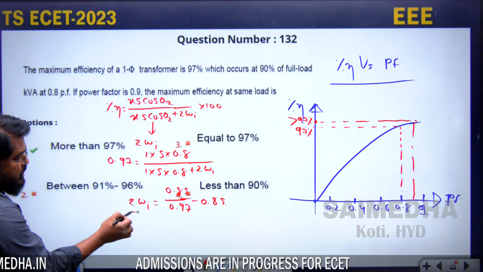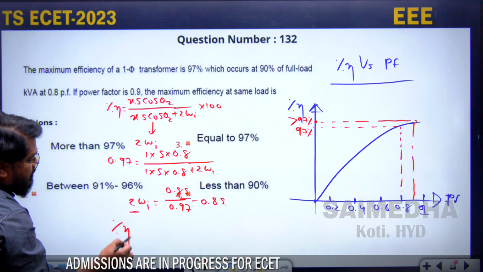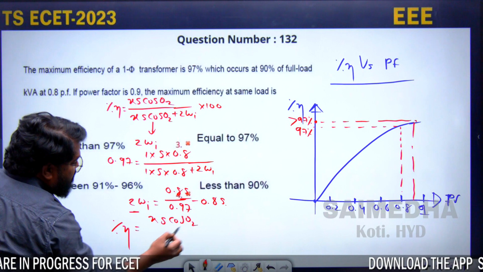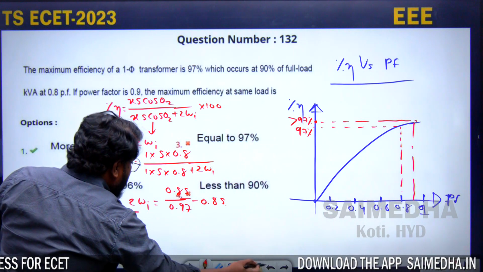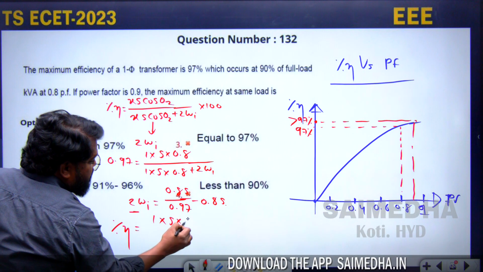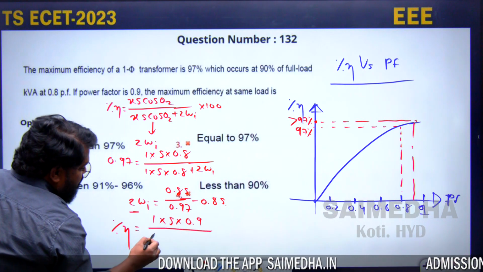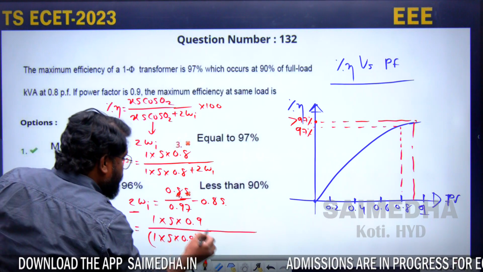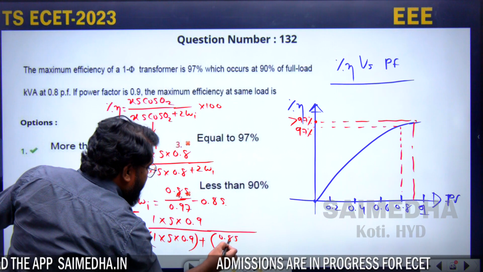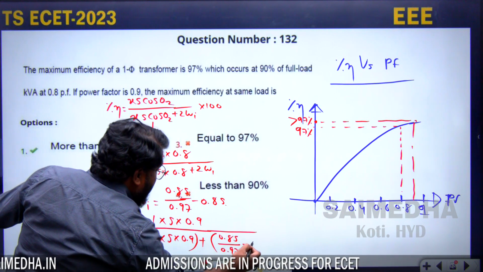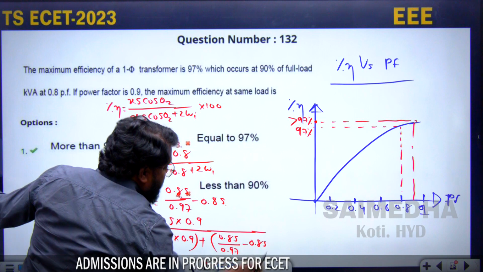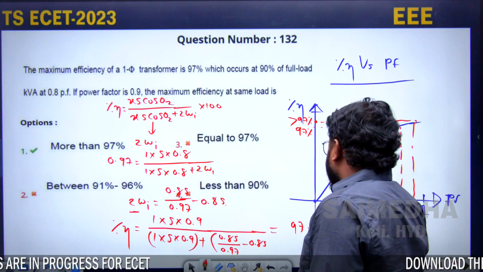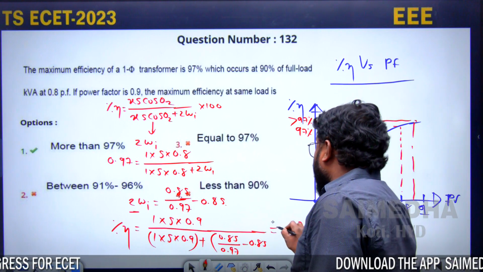Now just substitute these iron losses in the other efficiency formula. So now this is X into S into cos theta 2, divided by X into S, where the X value is again 1 into S, but with cos theta of 0.9, 1 into S into 0.9, plus this value 0.8 S divided by 0.97 minus 0.8 S. Now by solving this, we will get nearly 97.67 percent.